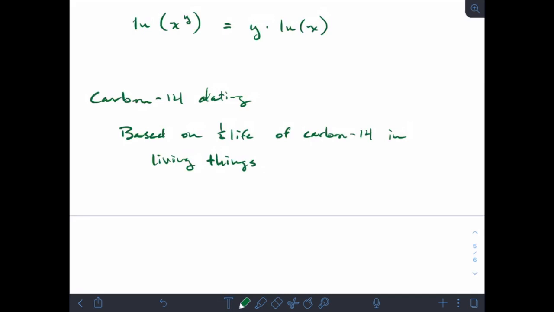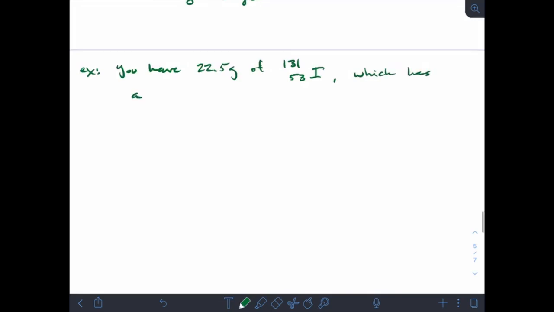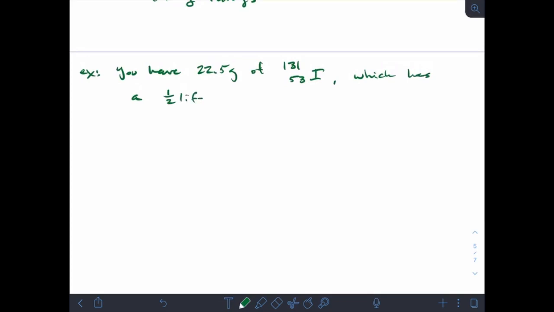So let's do a little practice, using half-lives and figuring out how much material should be there after a given amount of time. For example, you have 22.5 grams of iodine-131, which has a half-life of 8.04 days.